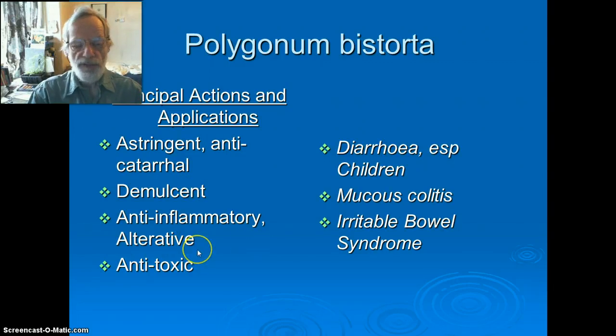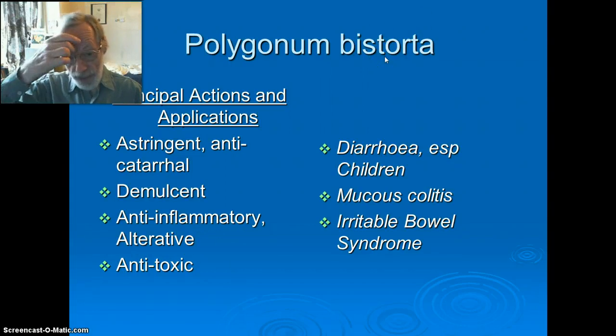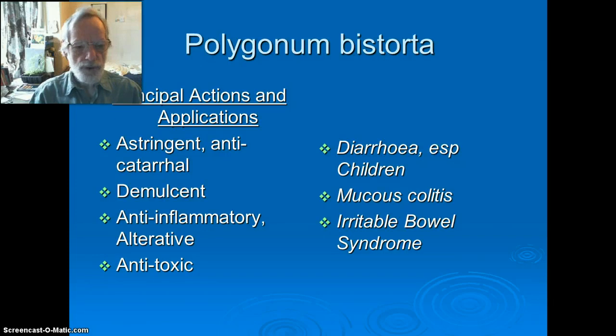Anti-inflammatory and alterative, appreciably alterative, and bistort pudding from the leaves is made in the spring traditionally as a spring cleansing food, along with nettles. It's antitoxic, so it's applicable in diarrhea, especially with children. It's a very mild remedy. It's useful for children. In mucus colitis, where you've got inflammation of the colon that's producing an awful lot of mucus, and again with a very slippery mucus type of irritable bowel syndrome.